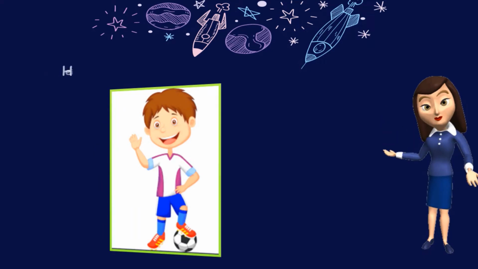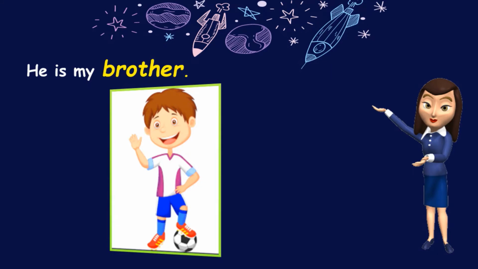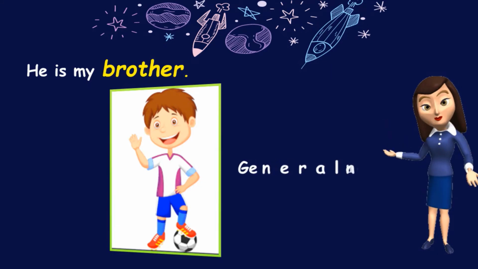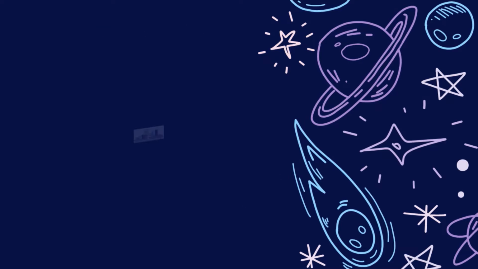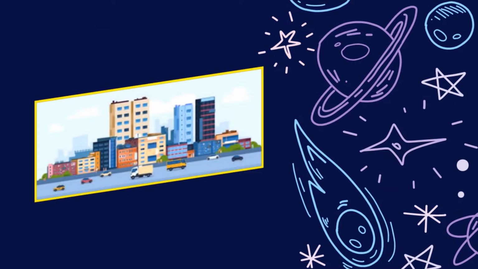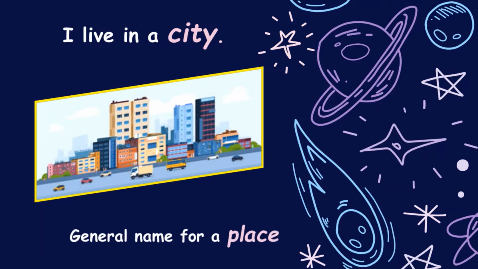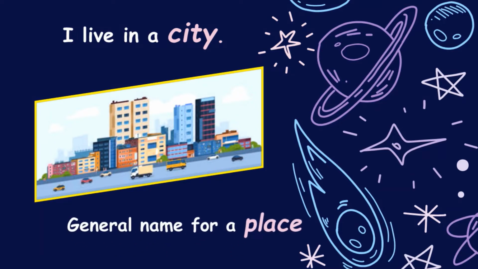In this sentence, he is my brother. About whom am I talking? We are talking about brother. So brother is a general name given to a person. In the second sentence, I live in a city. About what am I discussing here? We are discussing a city. So city is a general name for a place.